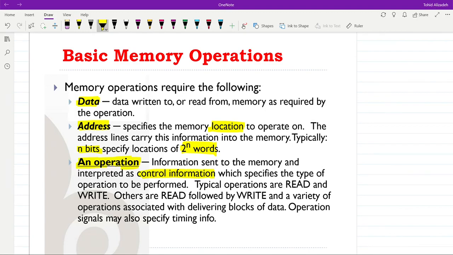Typical operations that we have for the memory are the read and write. So we read from the memory and we write into the memory. These are the two main basic operations that we have, and we are going to check them in the next slides. There are also other operations, for example, read followed by write, and a variety of operations associated with delivering blocks of data. Okay, not only a single element, but blocks of data.